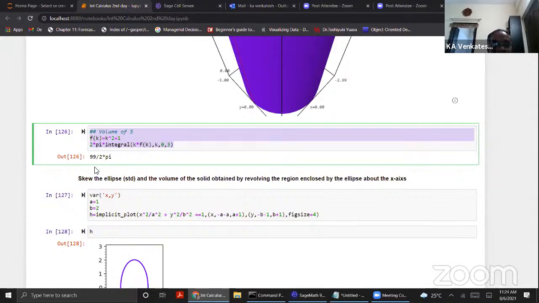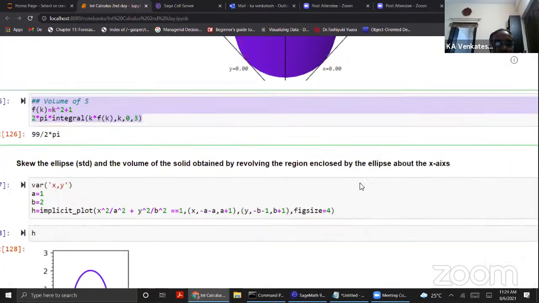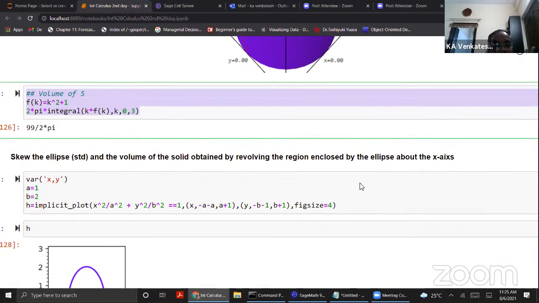Now sketch the standard ellipse, that is x squared by a squared plus y squared by b squared equals 1, and find the volume of the solid obtained by revolving the region enclosed by the ellipse about the x-axis. So just copy this down, don't execute up to the first box. You copy it down in your Sage Math cell.